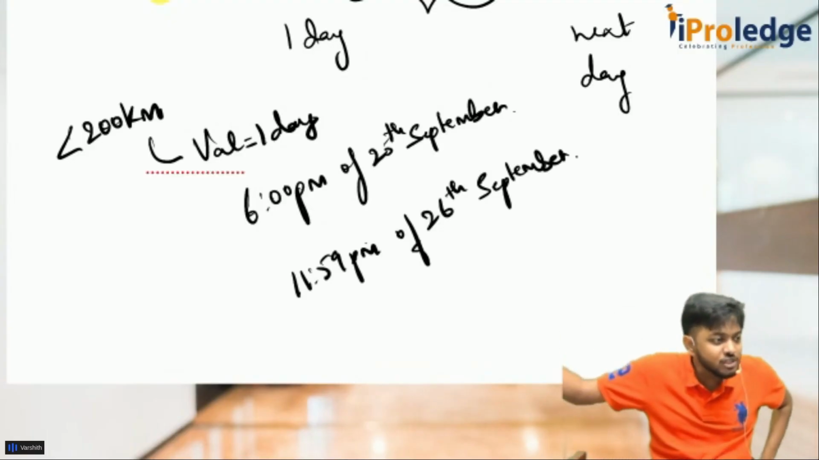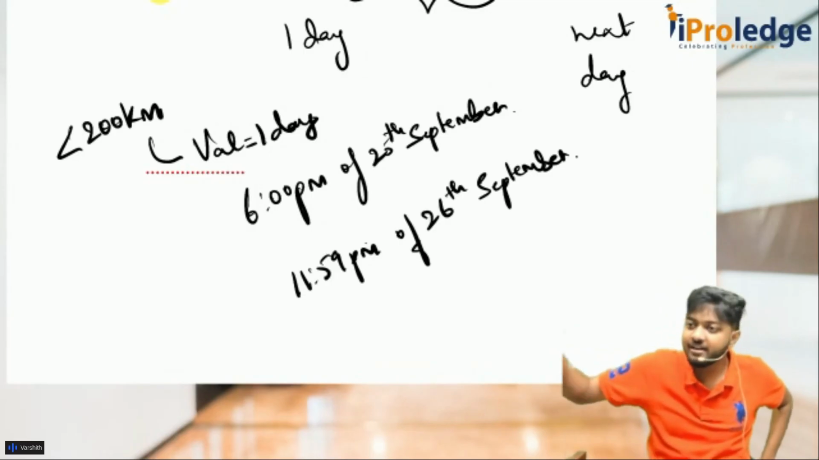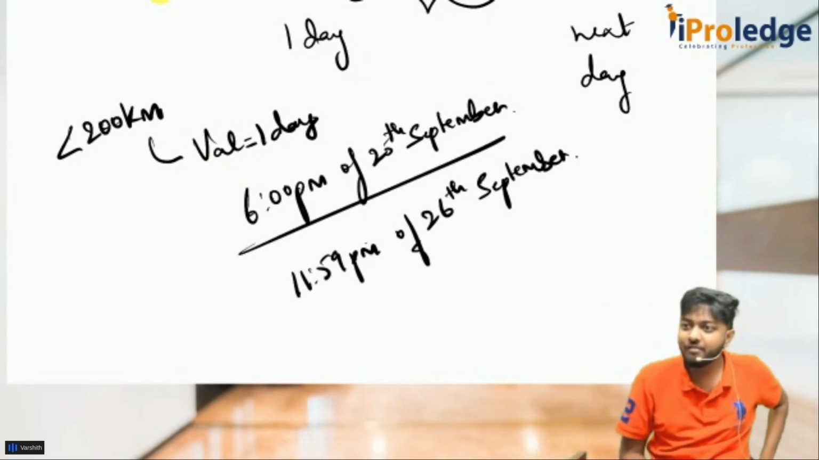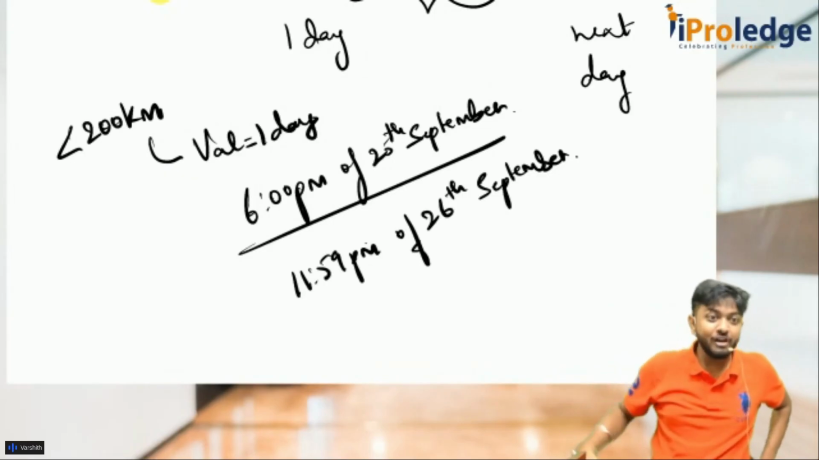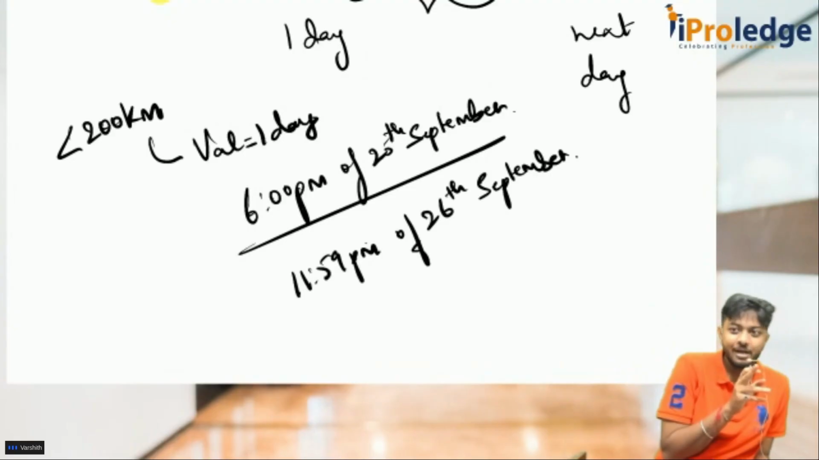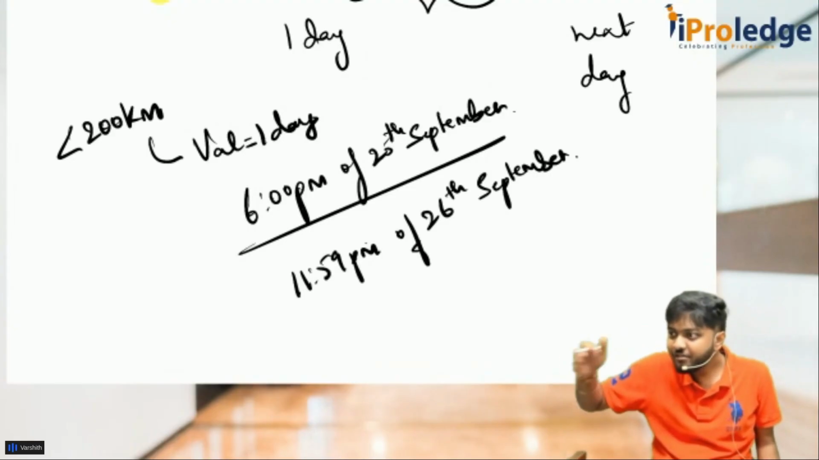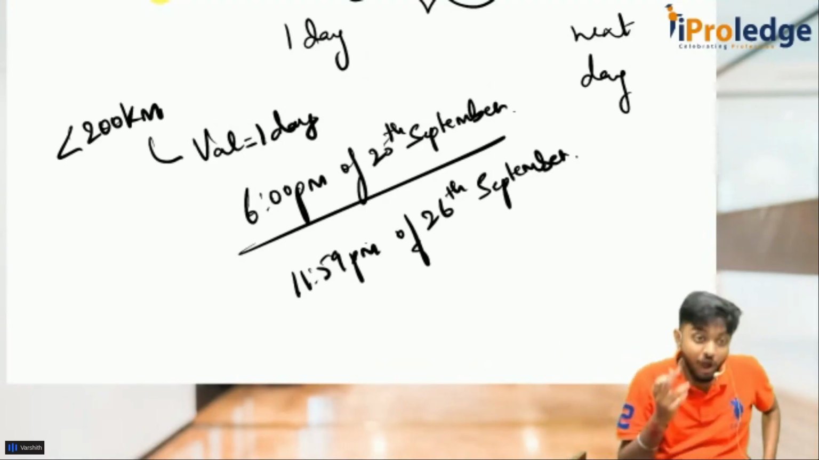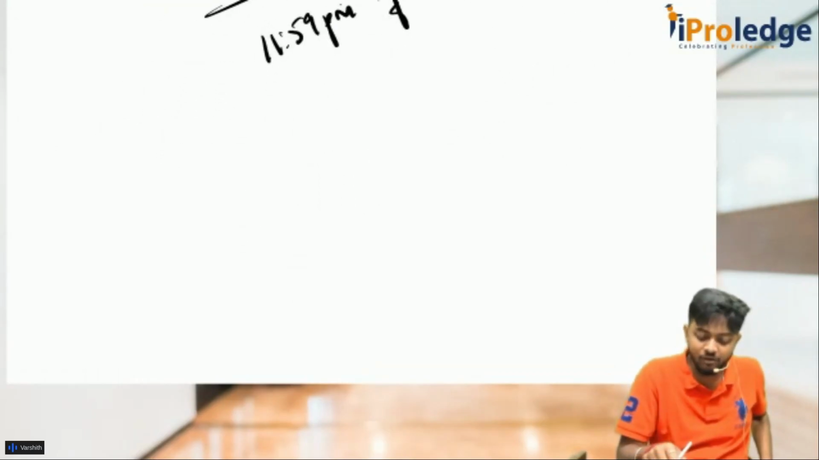When 12 o'clock passes it becomes the next day, so when will 26th end? 11:59 is the last thing. So if you generate on 6 p.m. of 25th September, the validity of 1 day will get over on 11:59 of 26th. Technically, how much time did you get? 1.5 days you got, no? But still, validity period was 1 day because this day I will not consider. I'll consider it from the next midnight. Say suppose, now you tell me, same thing, less than 200 kilometers, you're writing it down, no?